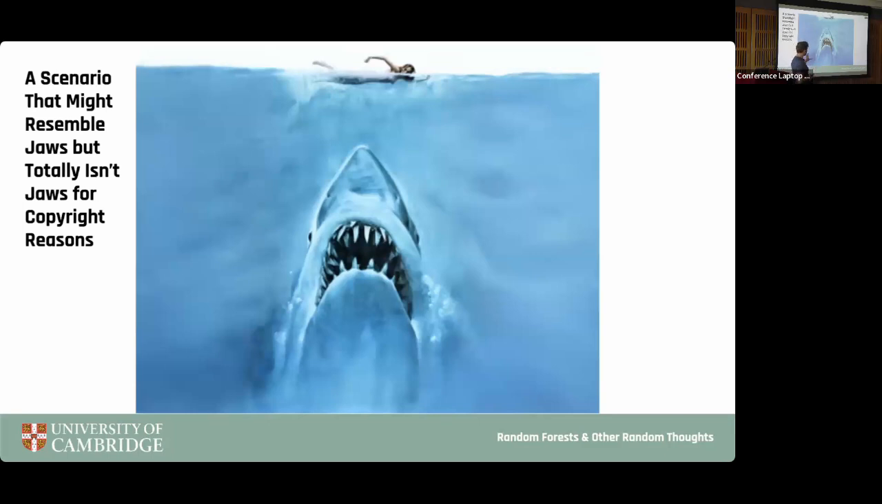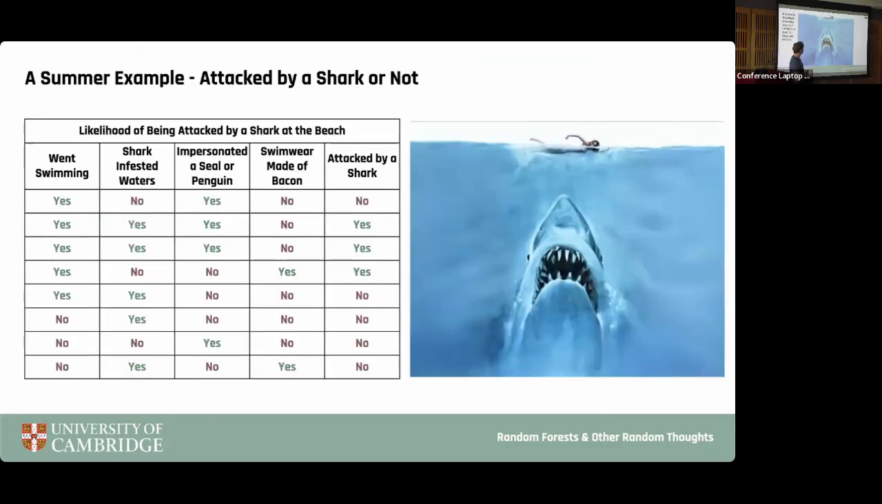Fun little tidbit, the people who produced JAWS, Universal, didn't copyright the image, but they did copyright the name. So I can use that without attributing it or asking for permission, which is great. And you can too. Fun fact for the day.